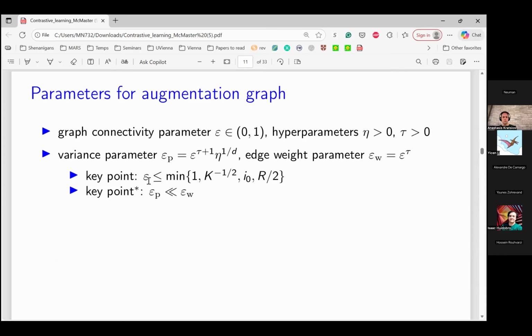Okay, and here the epsilon just means that epsilon is small enough so that you can do local analysis. That's what it is. Can you see my mouse, by the way? Yeah. Okay, so the next.